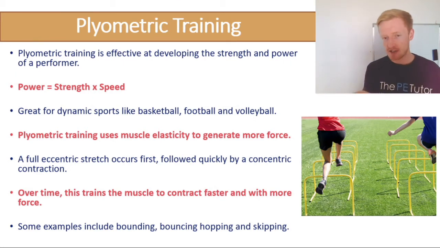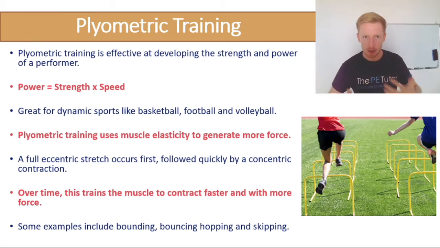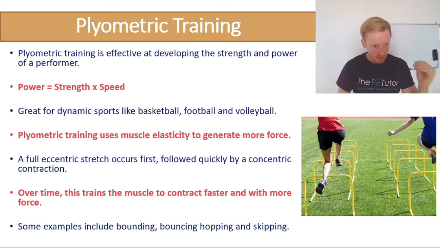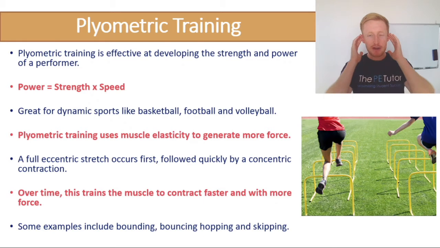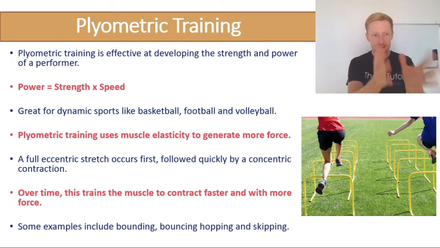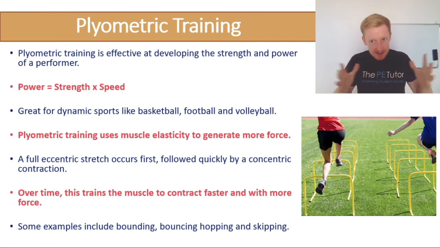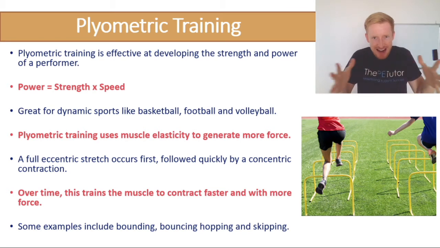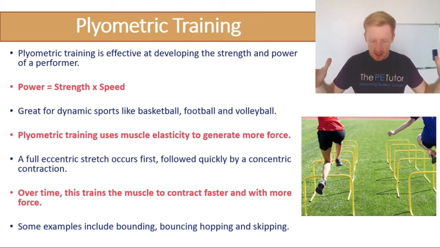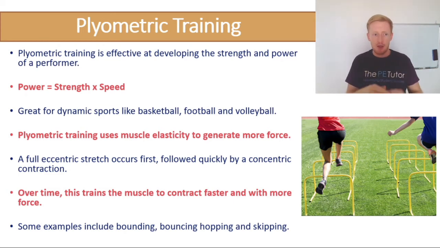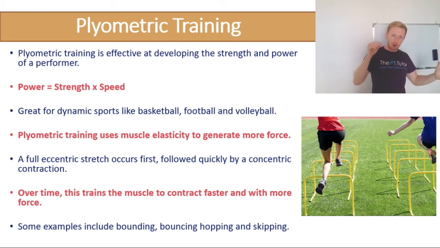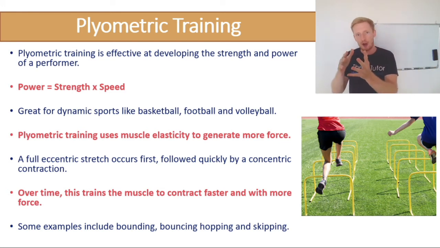From the picture itself, if we start there, it's a lot of jumping, hopping, bounding. Why? Well, it comes down to the fifth point down on this page. That's the key thing that you need to remember from this training method. It's an eccentric stretch or an eccentric contraction. Eccentric means elongate, where a muscle gets longer. Concentric means when a muscle gets shorter. So plyometric training is the combination of an eccentric stretch of a muscle followed rapidly by a concentric contraction.